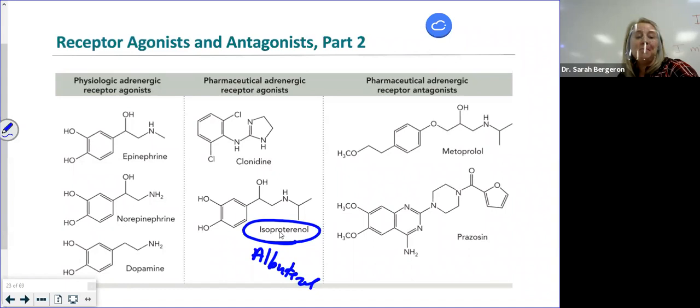So we are going to mimic that activity by giving you an inhaled drug that will go straight to your windpipe and replicate what the body would normally do if it had epinephrine, norepinephrine, or dopamine. We can do the same thing. We can make something that's an antagonist, something that is going to bind and prevent vasodilation from happening, right?